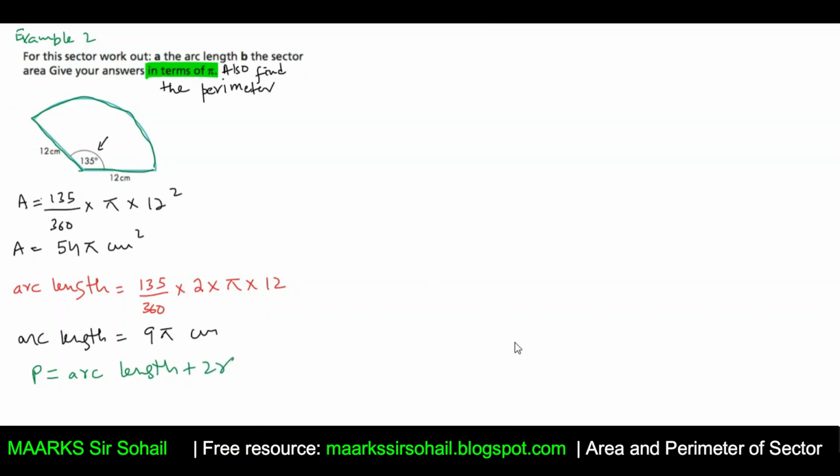It's not necessary that you memorize the formula, it's common sense that we have arc length and 12 plus 12, 2 radius. So perimeter will be the arc length we already know. In the last part we found 9 pi, plus 2r, so 2 into 12 we will do. The perimeter will finally be 9 pi plus 24 in centimeter. Perimeter is again single dimension, so we can simply write it like this.